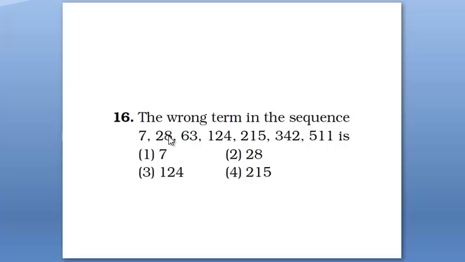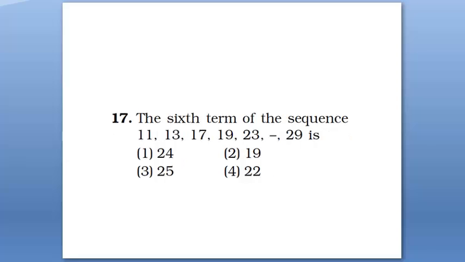This is supposed to be 2 cubed minus 1. This is supposed to be 3 cubed, 27, minus 1, 26. So 28 is the wrong term in the sequence, so it's option number 2. Let's look at the next question.